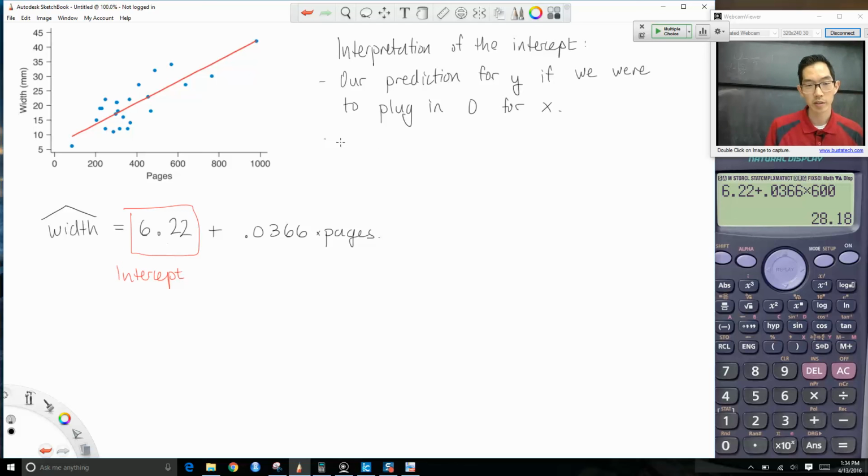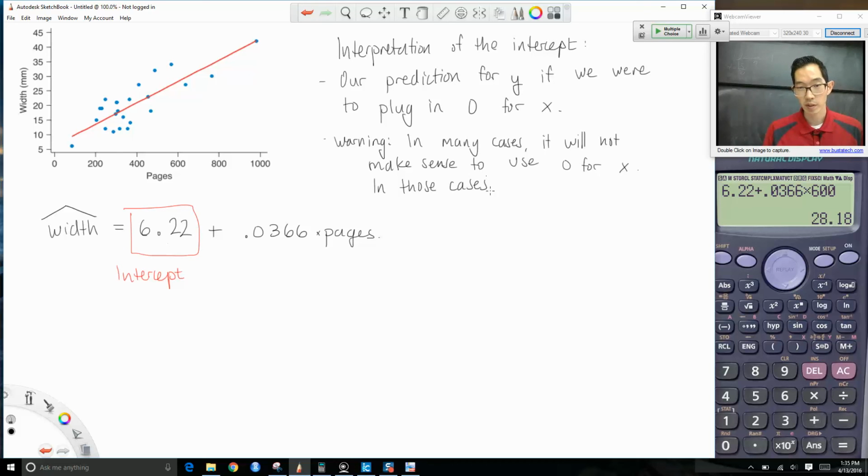So, one warning is that in some cases, or in many cases, it will not make sense to use 0 for x. And in those scenarios, the intercept will not have a practical interpretation.